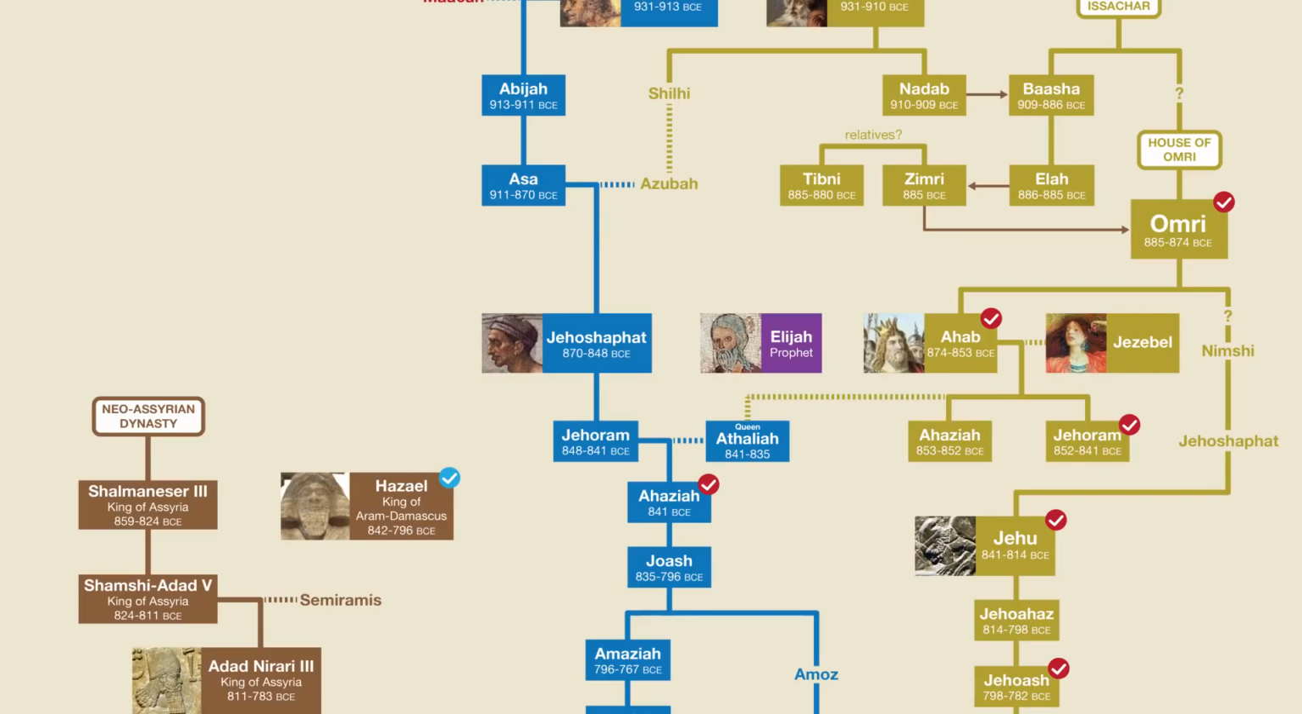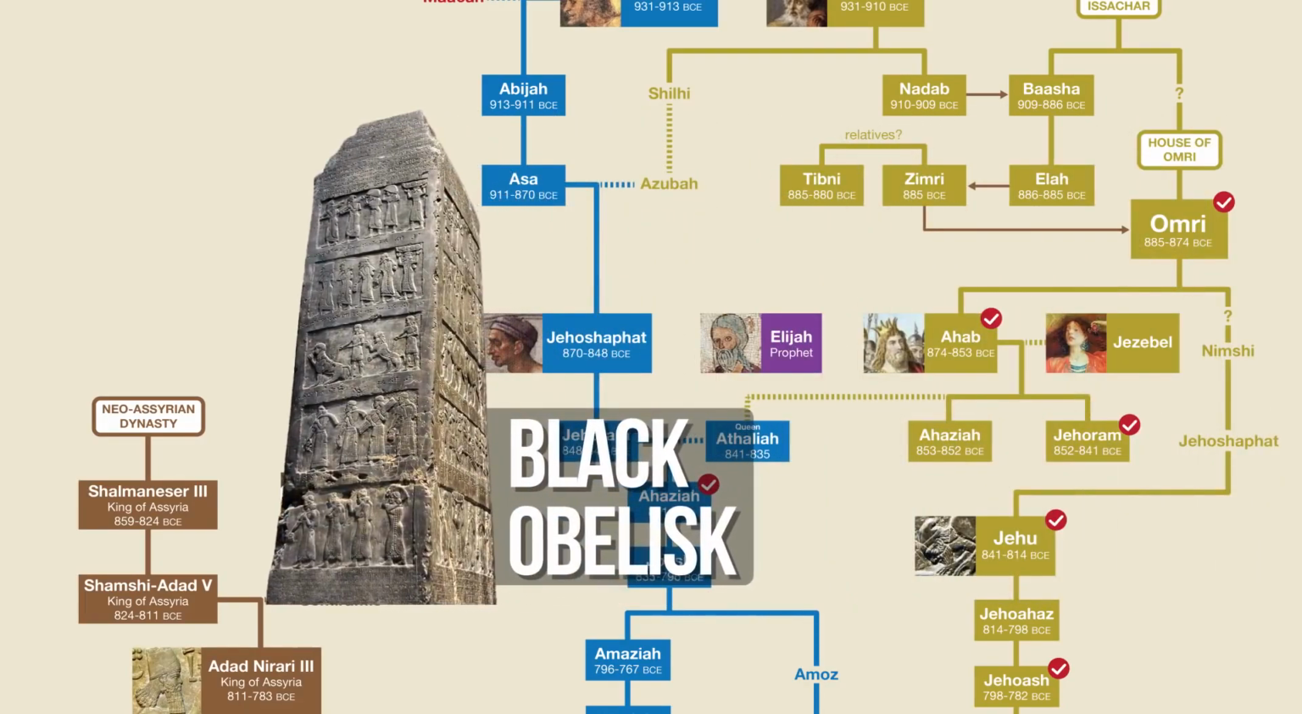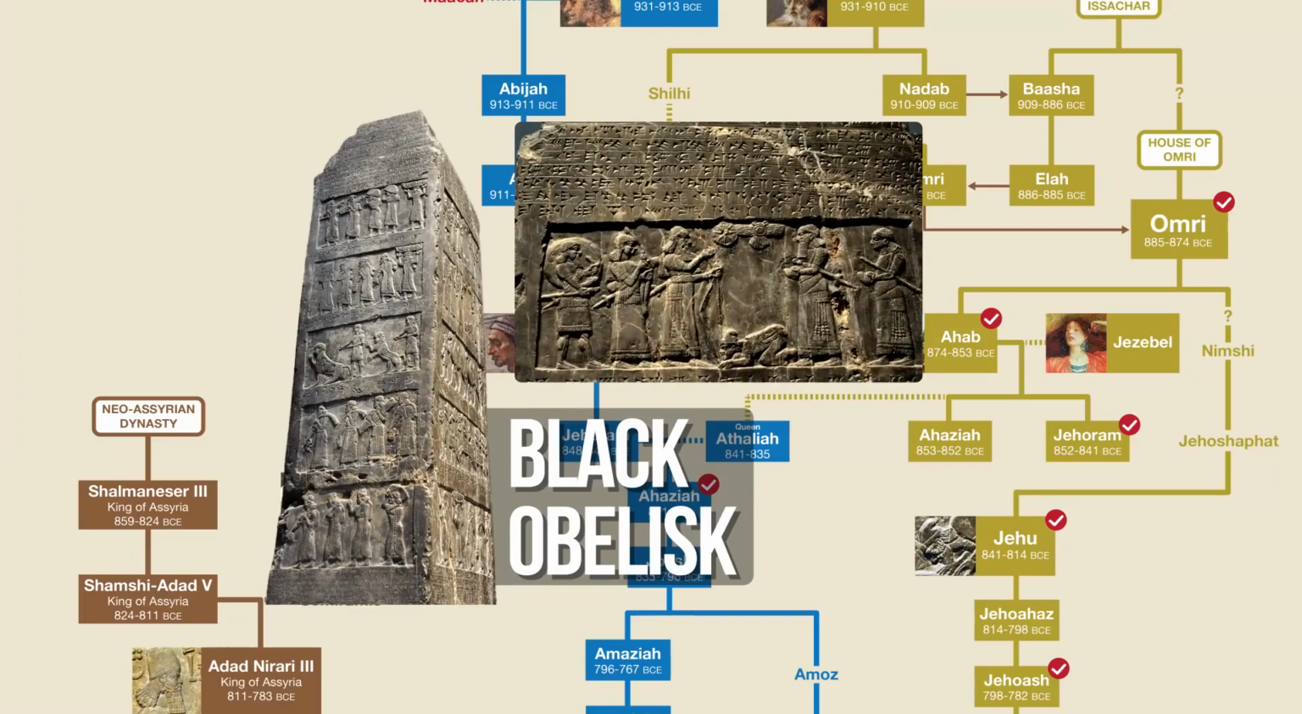Although the Bible doesn't make it clear, it's possible that Jehu was a descendant of Omri through a junior branch. In fact, his name appears on the Black Obelisk of the Assyrian king Shalmaneser III, where he is described as Jehu, son of Omri, most likely meaning Jehu from the house of Omri. But the Black Obelisk is even more important because it actually includes an image of Jehu, bowing down and giving gifts to Shalmaneser. This is the first and only contemporary image we have of an ancient Israelite king.